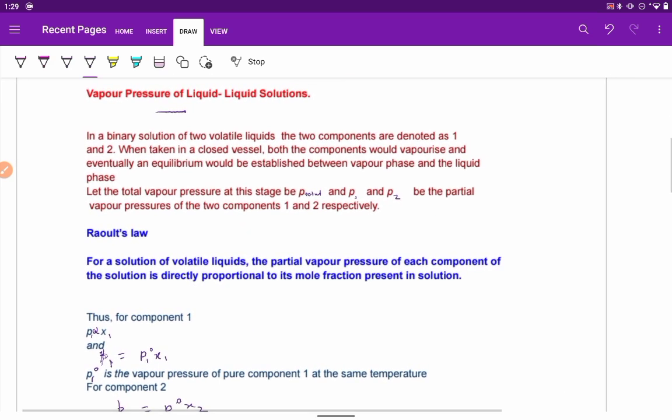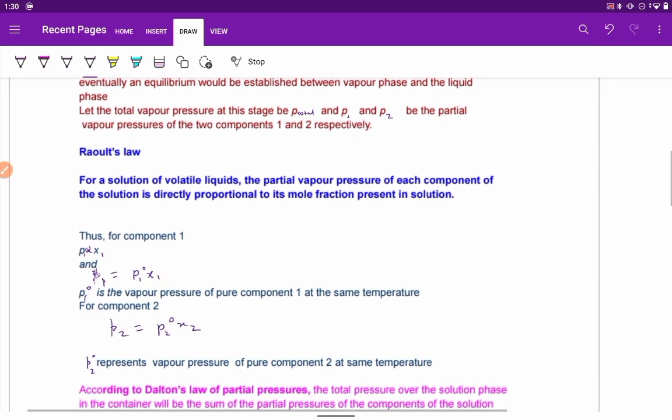Now in a binary solution of two volatile liquids, the two components can be denoted as 1 and 2. Both are volatile liquids. When taken in a closed vessel, both the components would vaporize and eventually an equilibrium will be established between vapor phase and the liquid phase. So if the total vapor pressure is P total, P1 and P2 are the partial vapor pressures of the two components 1 and 2 respectively. So the total vapor pressure we are taking as P total.